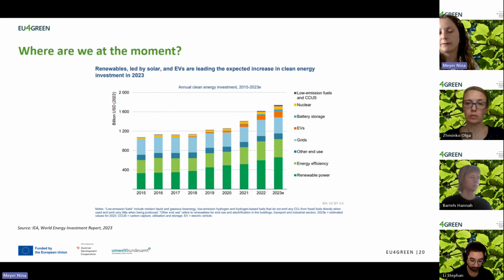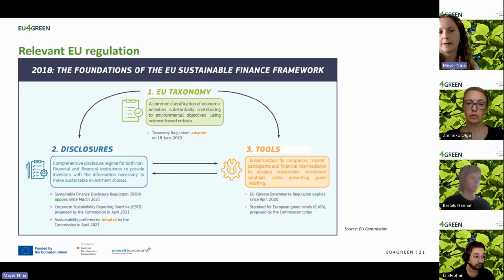In this graph, you can very quickly see how every year the annual clean energy investments have increased over the last years. But as we already heard, we are still, unfortunately, too low. But what is the EU doing about this? I know that right now, for you, the EU regulation is not relevant yet, but if you become part of the EU, this might become important to you as well.